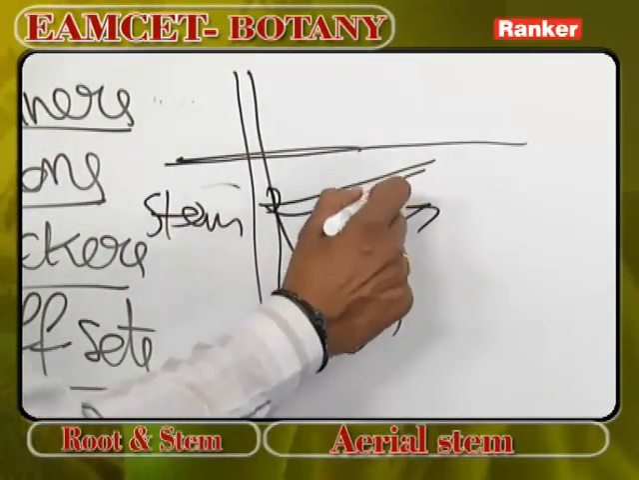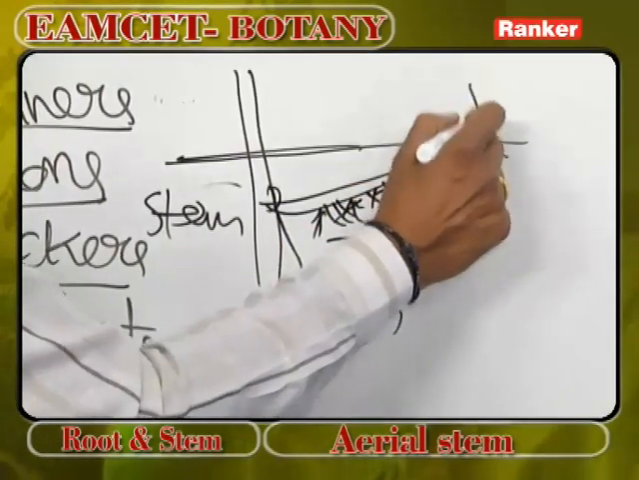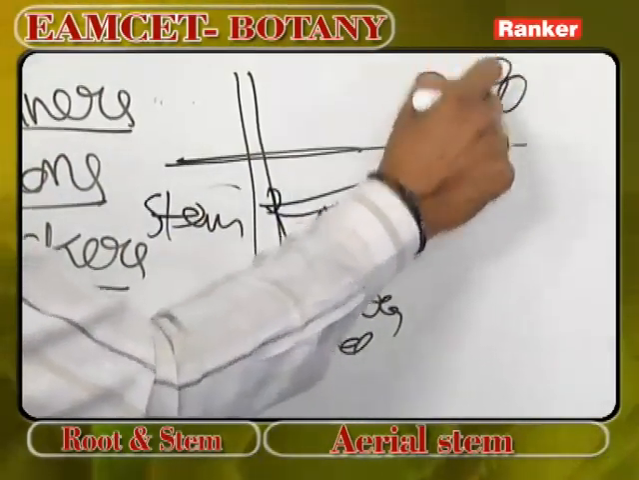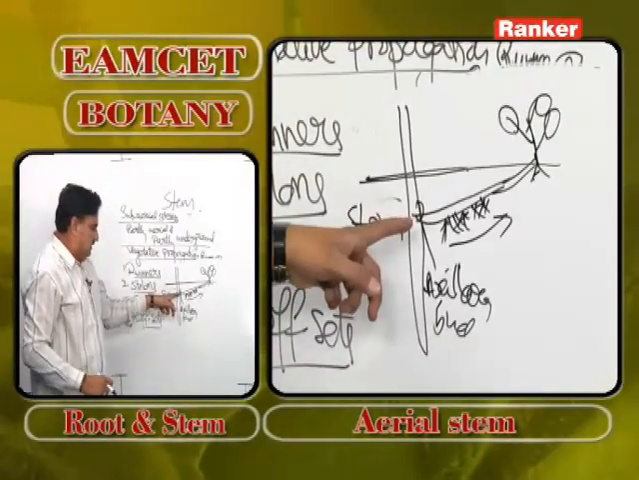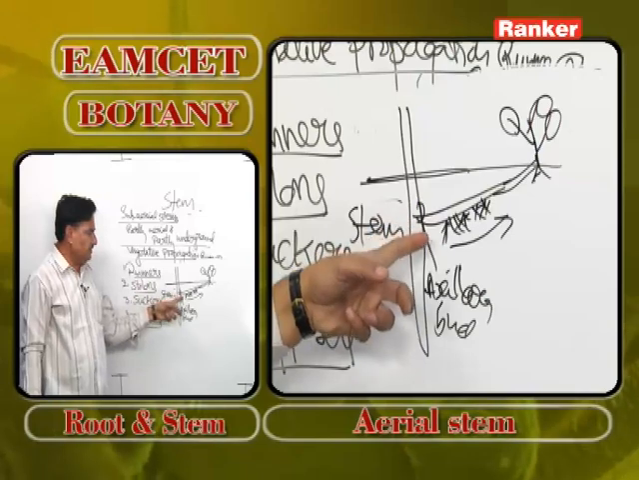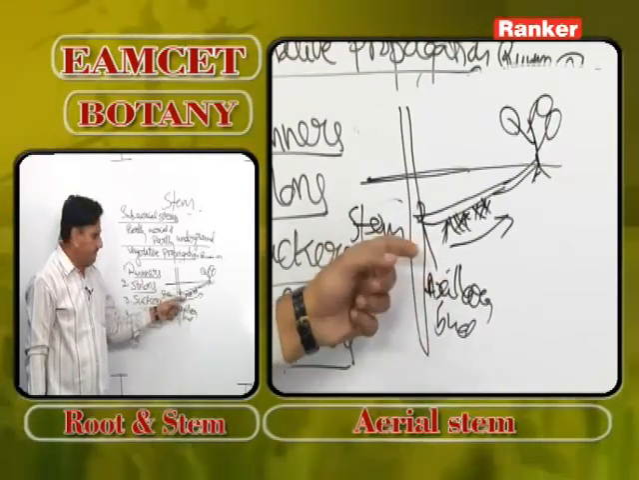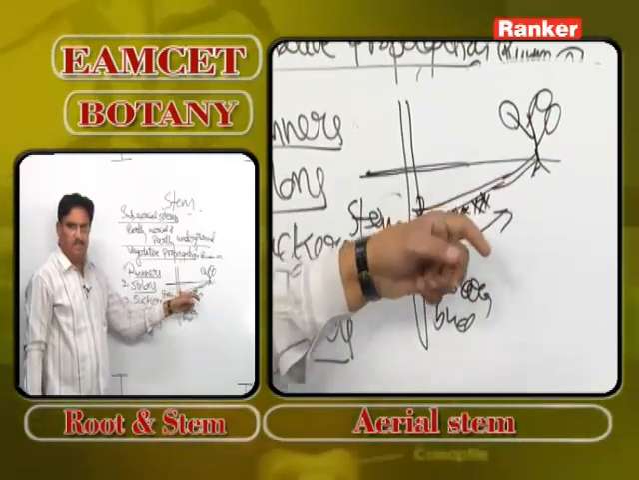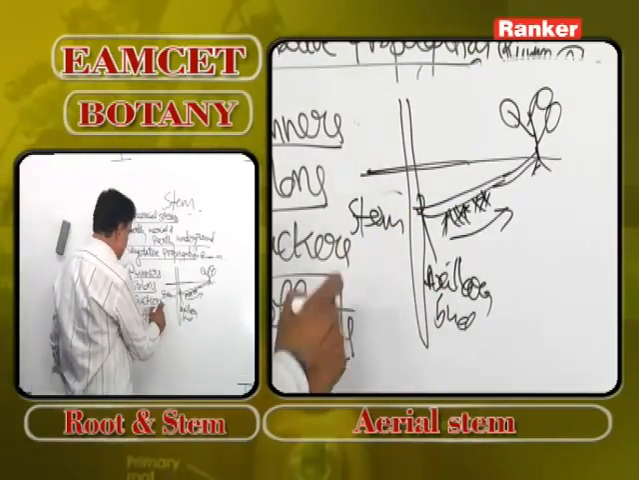Producing adventitious roots here and there. Once it comes out, it develops into a new plant. So, an underground weak delicate lateral branch growing obliquely under the soil, producing adventitious roots here and there, helping in vegetative propagation is called sucker.